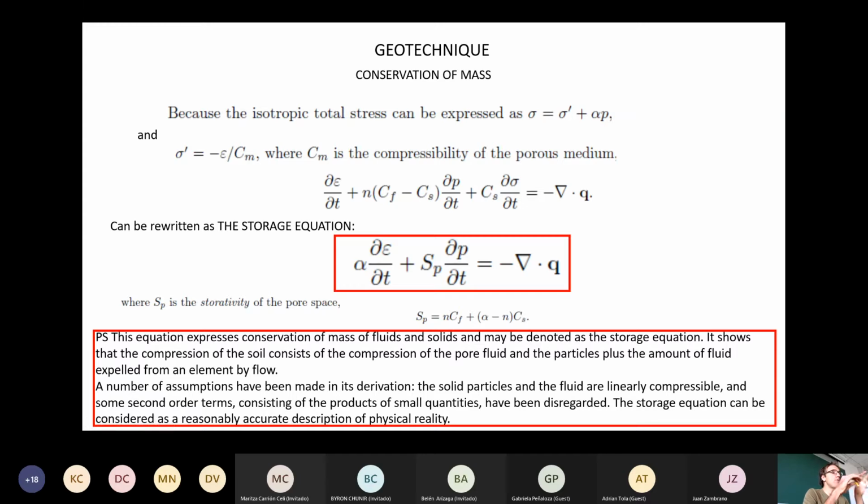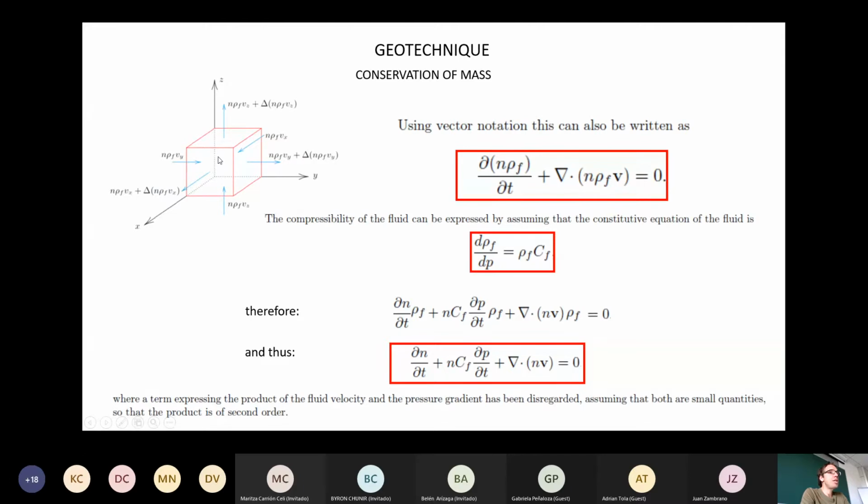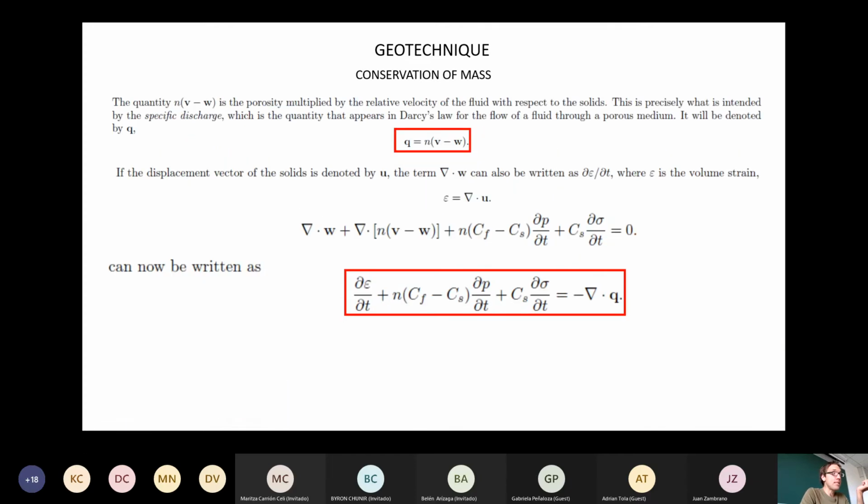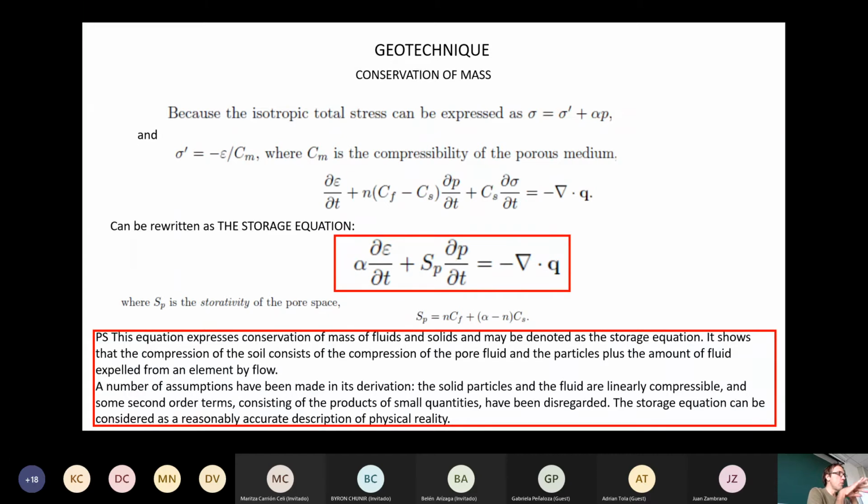It shows that the compression of the soil consists, understand clearly, of the compression of the pore fluid and the particles plus the amount of fluid expelled from an element by flow. So it means, as I said here, that the quantity that enters is like the quantity that comes out minus the quantity that remains inside the element. This is for the three axes, for the three directions. So it shows that the compression of the soil consists of the compression of pore fluid and the particles, plus the amount of fluid expelled from the element by flow.